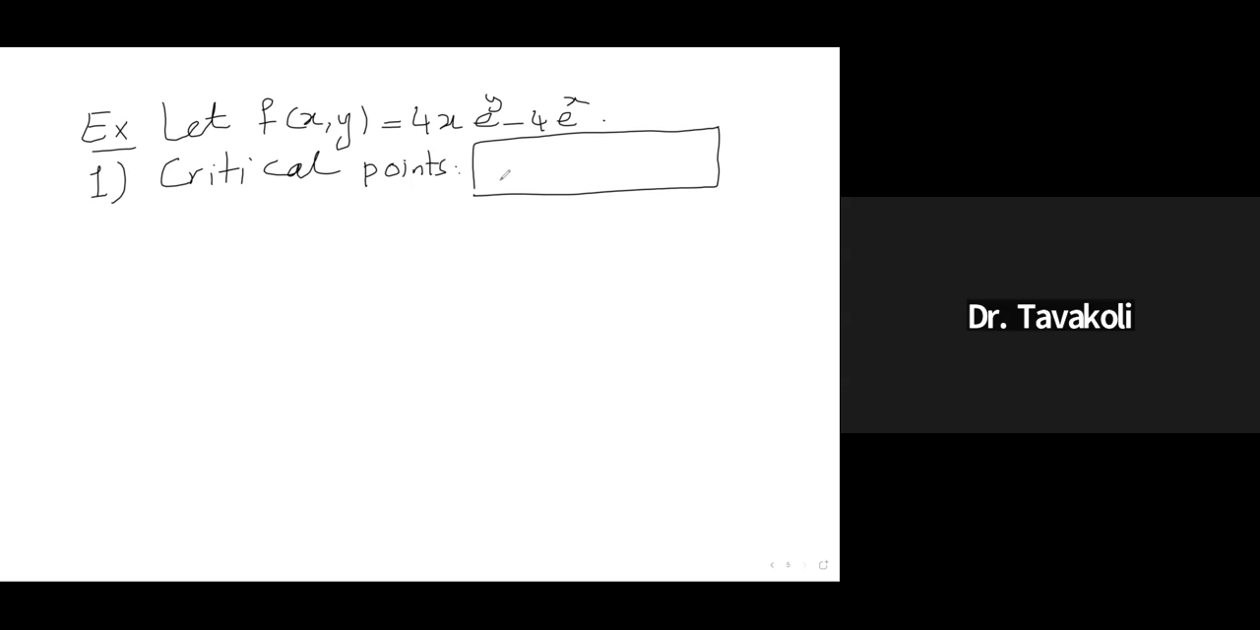So I find the first derivative with respect to x and with respect to y and set them equal to 0 to find the critical points. With respect to x, this is going to be 4e^y minus 4e^x. So I deal with x as a variable and y as a constant. And with respect to y, the derivative is just 4x e^y.